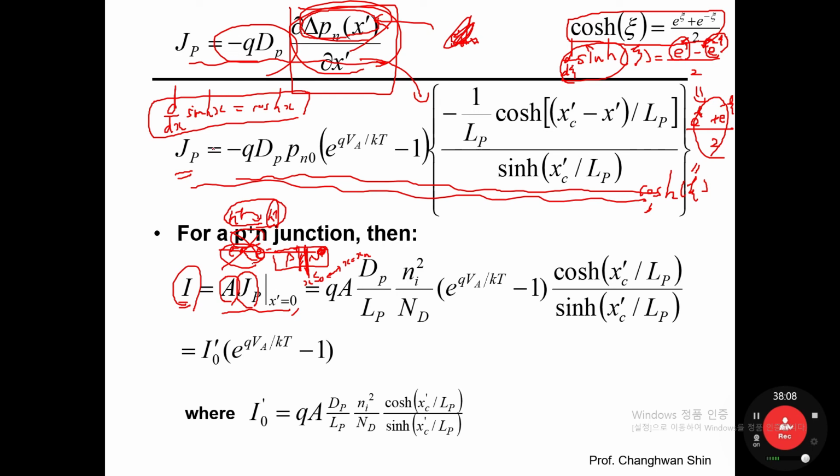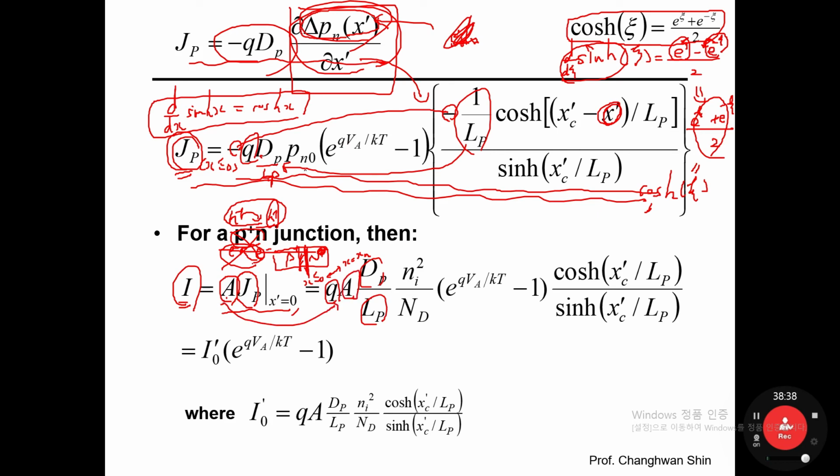Okay, so in the equation above, just plug in x prime is 0. So here the value is 0. All right, then this minus and this minus cancel out, and 1 over LP has been moved into this section. So Q A Dp over LP, and A comes from this, okay?